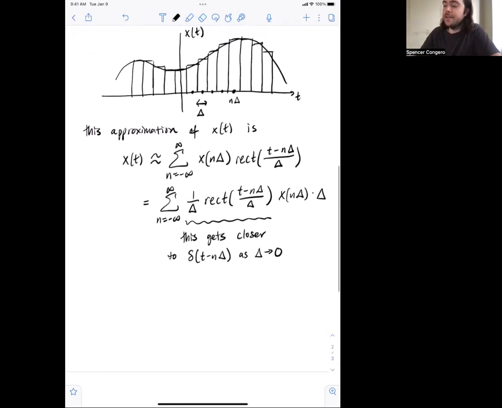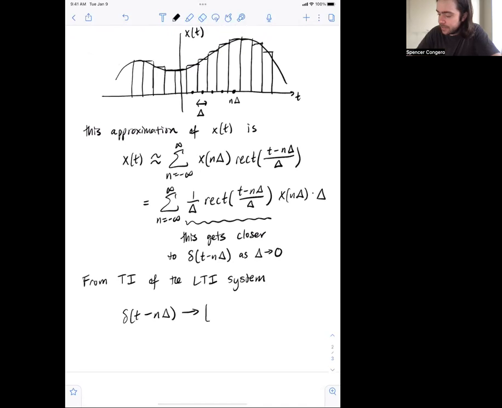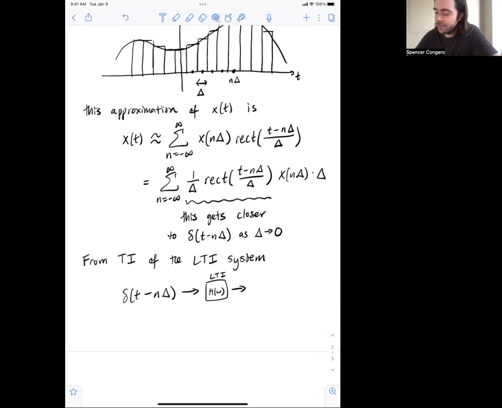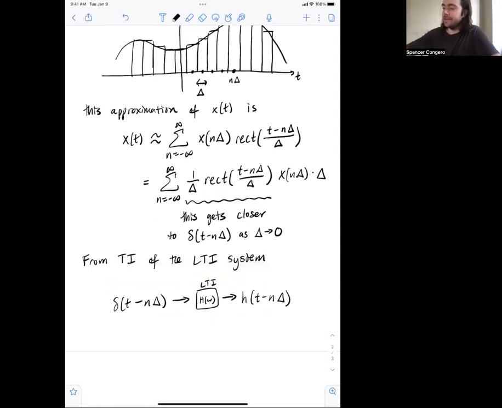Now let's figure out what this looks like when you put it into an LTI system. Let's look first at what delta of t minus n times big delta looks like. From the time invariance property of the LTI system, we know that delta of t goes in and we get the impulse response h of t out. What happens when I shift my input by n delta? By time invariance, I should get the same output as before, h of t, just shifted by the same amount. So I should get h of t minus n delta out. We're going to use that now.